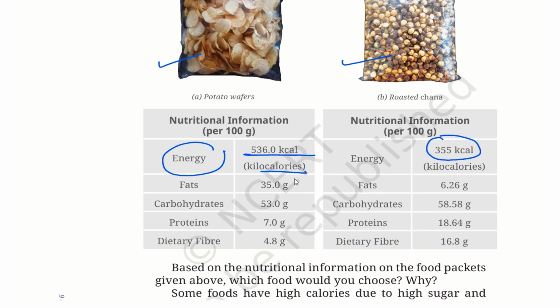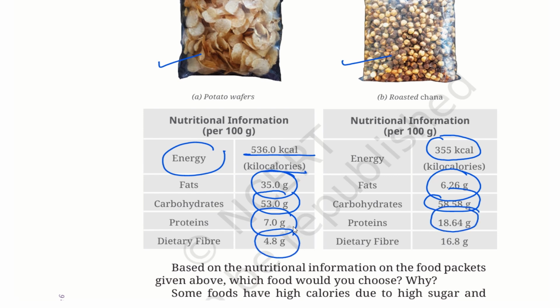Okay, but fats, look at the fats. 35 grams you are getting here, and here you are getting 6.26 grams. Carbohydrates from the potato chips or wafers you get 53 grams, but here 58. Proteins you are getting here 7 grams, and here you are getting 18.64 grams. Okay, and dietary fiber from potato wafers 4.8, and dietary fiber from the roasted chana you are getting 16.8 grams. Okay, so compare this.